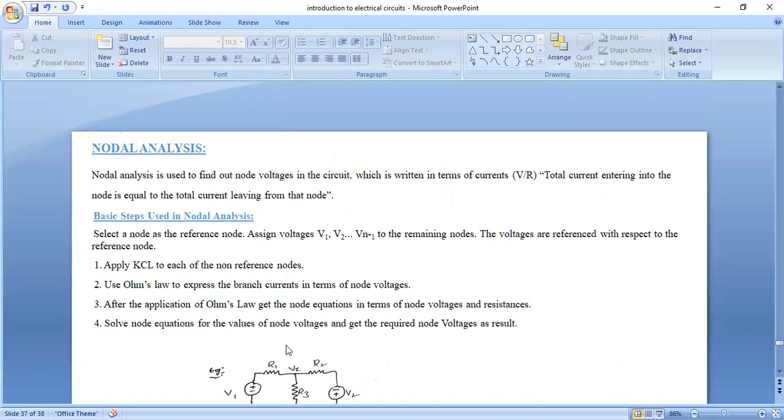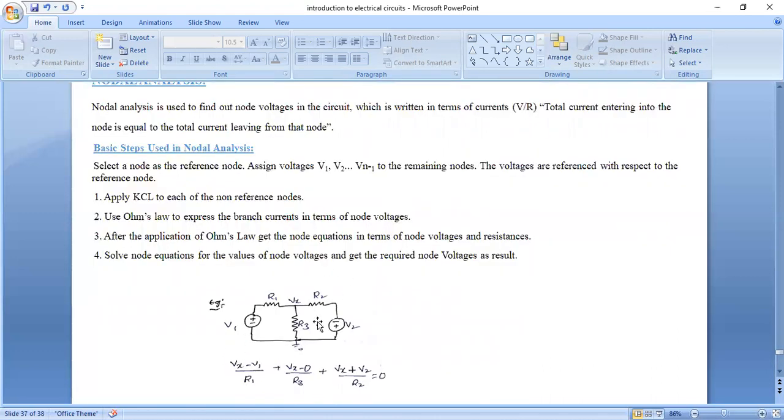And the steps to perform nodal analysis. To solve using nodal analysis, first, for a given circuit, we have to identify the number of nodes. The second step is to assign the voltage at each node and take one node as a reference. The third step is to develop the KCL equation at each node, and the fourth step is to solve those equations. We will get the node voltages.